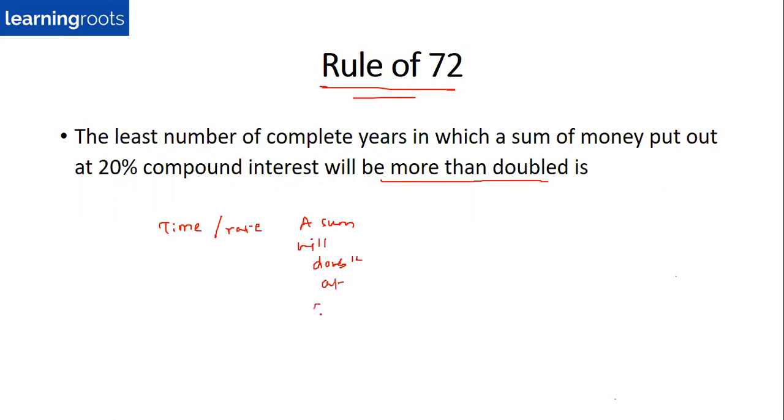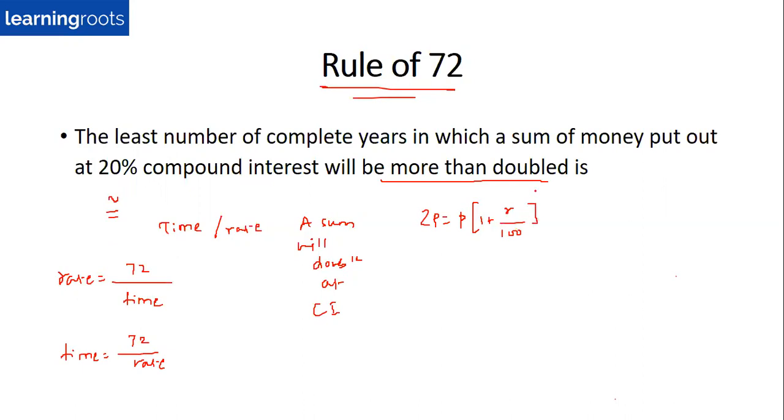at compound interest. Okay, so if the rate is given, you do rate is equal to 72 by time. If time is given, you do 72 by rate. Okay. Now understand that this gives an approximate value and it doesn't give you the exact value. Now in this case, what you are doing essentially is that a sum of money is doubling, which means 2p is equal to p into (1 plus r upon 100) raised to n. So in this case, r is 20, and you need to find n.